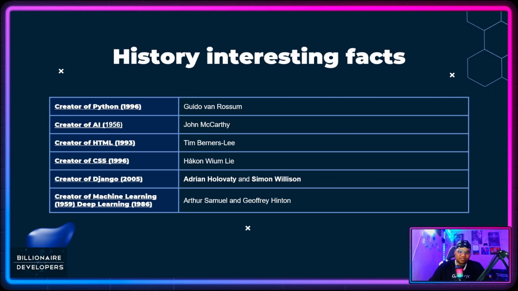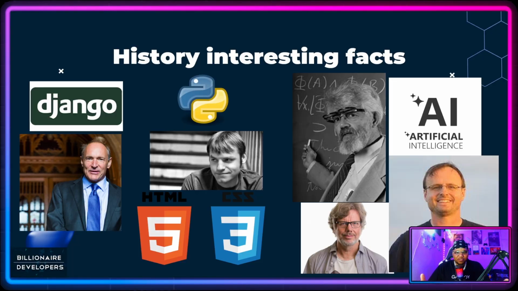But yet again, here's another interesting fact about the history of AI and full stack development. Some of these names I don't want to even attempt to say because I don't want to be butchering people's names, but this is just some interesting facts for you guys to see the genesis of where these technologies were created, and by who, right? And here's another interesting picture to see, the founder of AI, which is John McCarthy. Then we can see people that were responsible for creating CSS, HTML, Django, and Python.